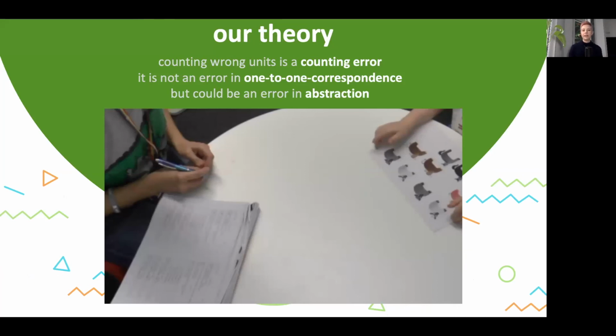I told you earlier that counting requires one-to-one correspondence, and that this might be a problem for children. But in the experiment, we could see that children have no problem with making one-to-one correspondences for their mental units. So our new theory is that counting incorrect units could be an error of abstraction. Maybe young children don't understand that counting can be done to units that are not discrete objects. Maybe they think if something has 9 animals, the answer to how many must always be 9.